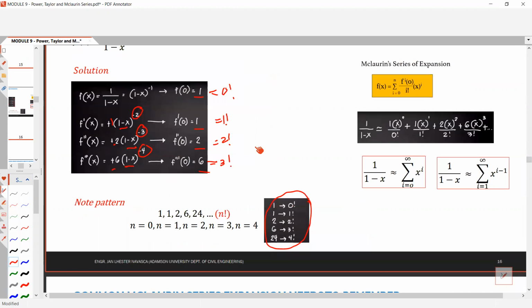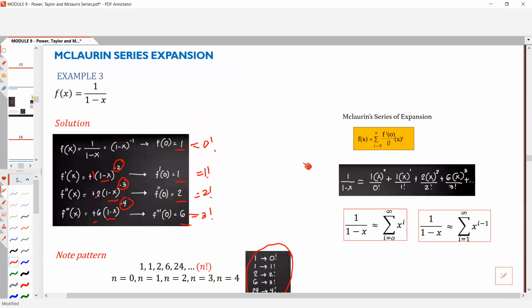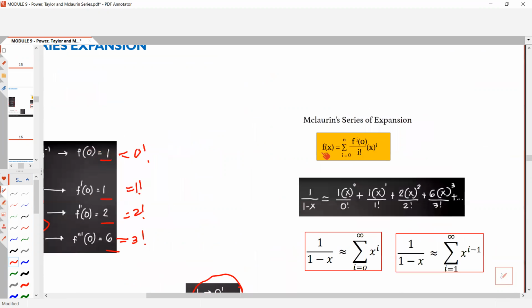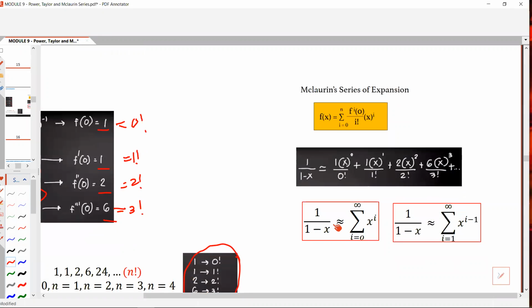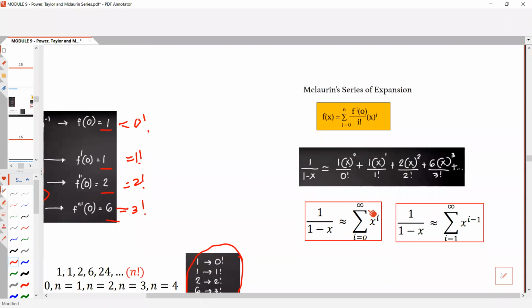Okay? So, using a Maclaurin series expansion, since that is centered at a equals 0, simply plug it in here. That is 1, 1, 2, 6, so on and so forth: 0 factorial, 1 factorial, 2 factorial, 3 factorial, and so on. Okay, so therefore, we can say that 1 over 1 minus x is simply the summation of i from 0 to infinity.